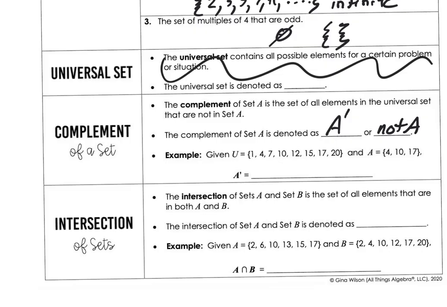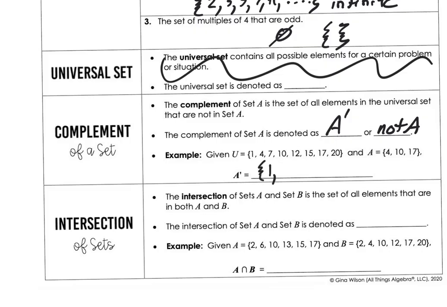Okay, so here's U. U is the set, the big set of numbers: 1, 4, 7, 10, 12, 15, 17, and 20. A is 4, 10, and 17. What numbers are not in A? So it would be all the numbers that are in this set that are not in A. So we're going to list out all the things that are not in set A.